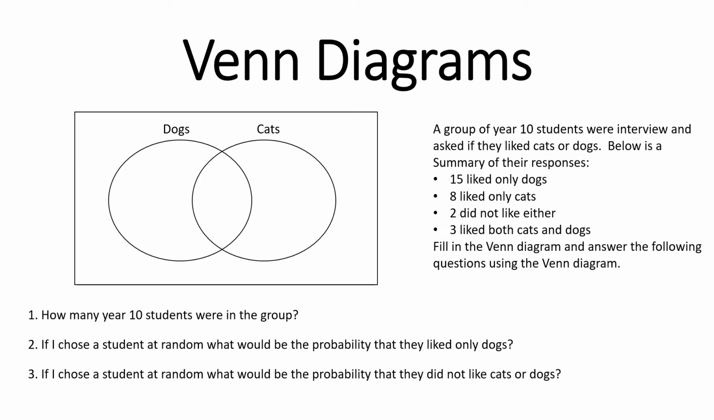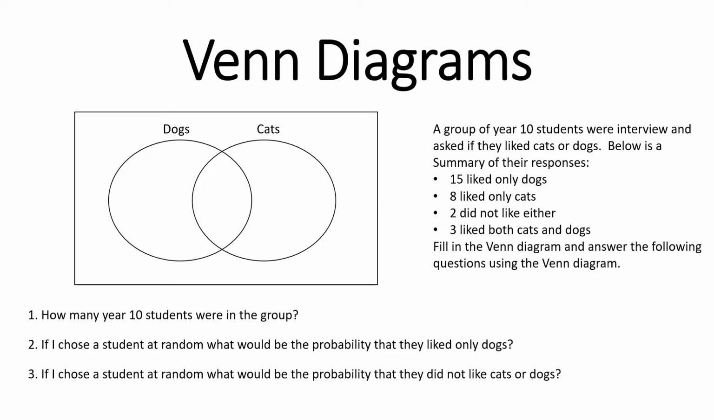Okay, let's have a look at an example using a Venn diagram. A group of Year 10 students were interviewed and asked if they liked cats or dogs. Below is a summary of their responses. 15 liked only dogs, 8 liked only cats, 2 did not like either, and 3 liked both cats and dogs. Fill in the Venn diagram and answer the following questions using the Venn diagram.